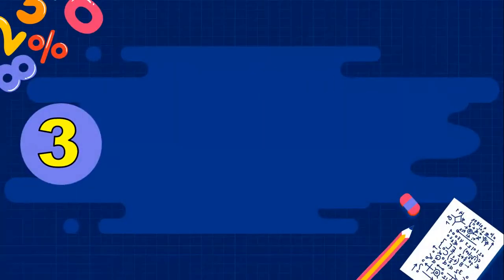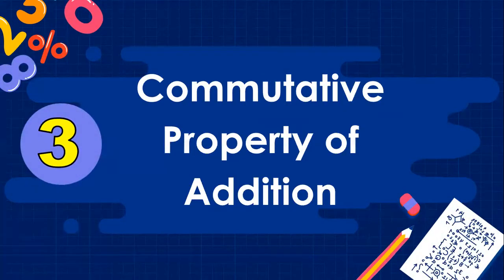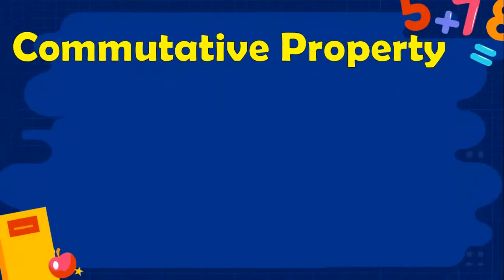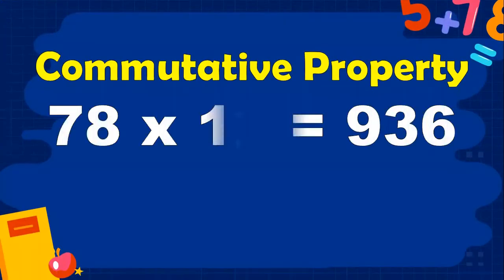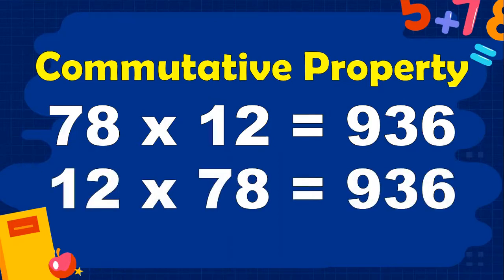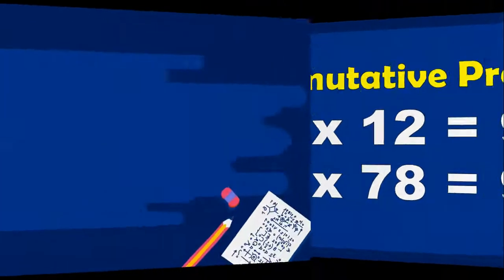The third property is the commutative property of multiplication. The commutative property states that the order of the factors does not affect the product. Example, we have 78 times 12 is equal to 936. 12 times 78 is equal to 936. As you can see, the factors are interchanged but the products are the same.